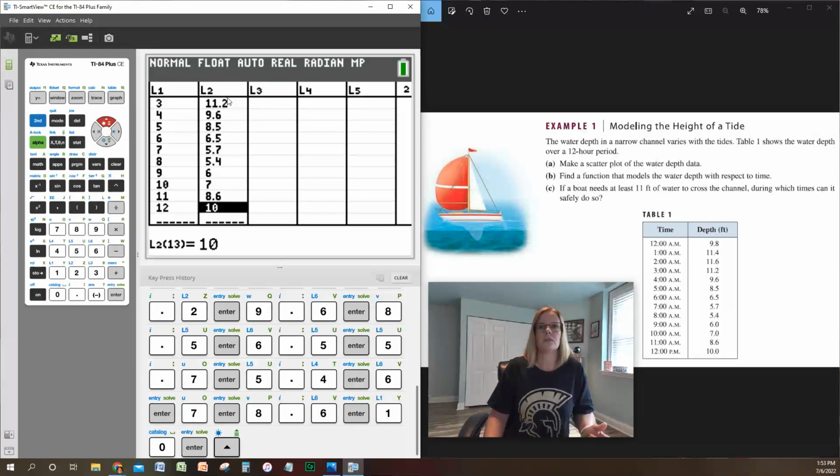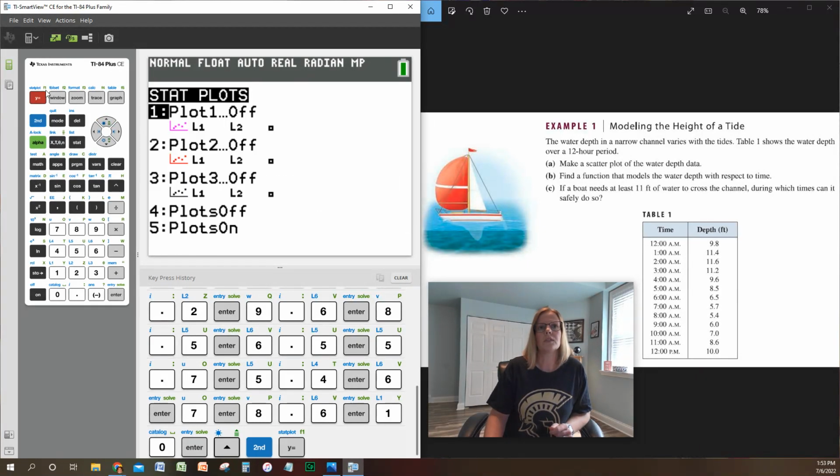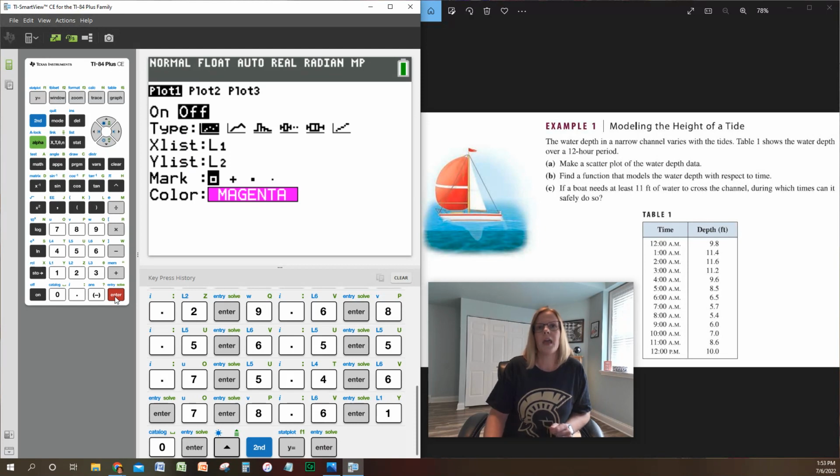So that's key. You want to make sure that our list 1 and list 2 have the same number of values, because basically this is going to be our X values and our Y values on our scatter plot, which is what we're going to do next. Now, before we can do our scatter plot, we have to make sure that the scatter plot is turned on. So I'm going to go to second Y equals, because up above that it says scatter plot. Now mine are all turned off, so I'm going to hit enter on the first one. And then there's the little blinking cursor over on, so I'm going to hit enter and turn it on, okay?